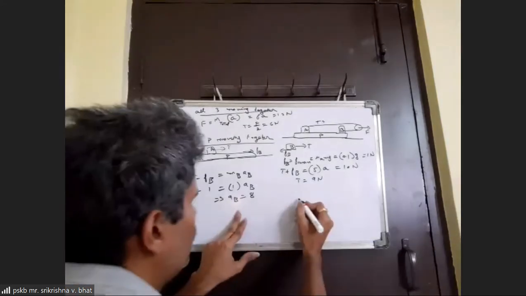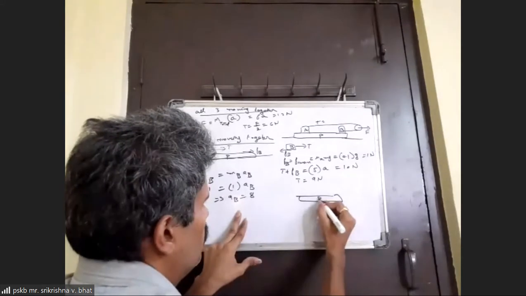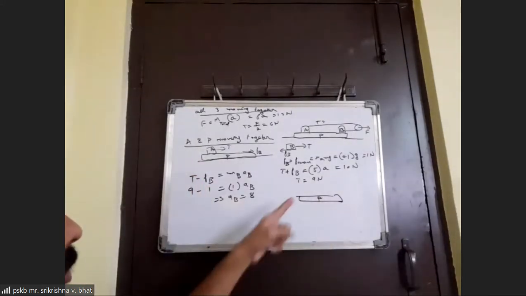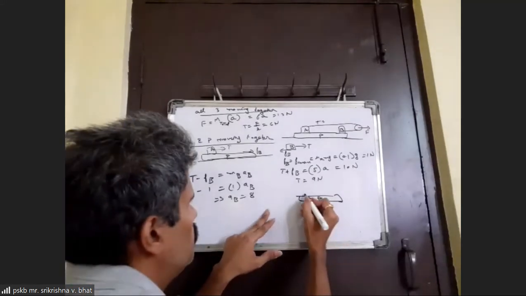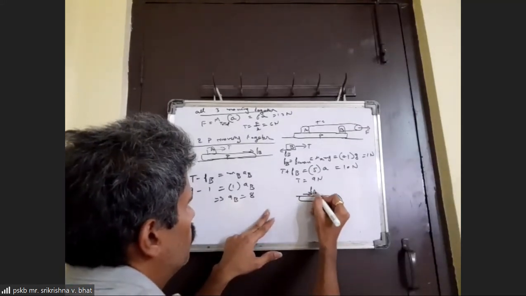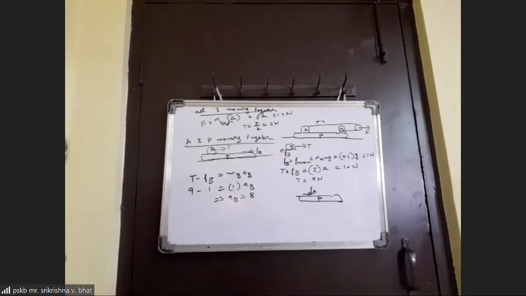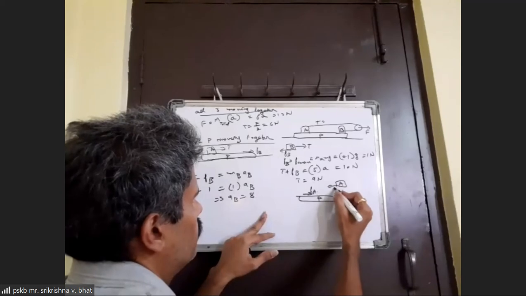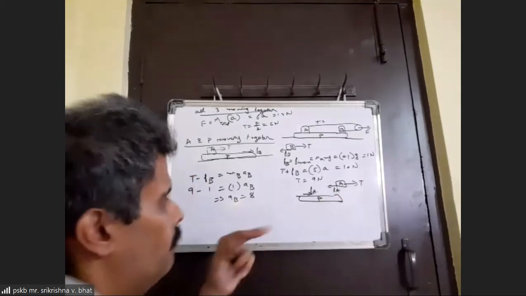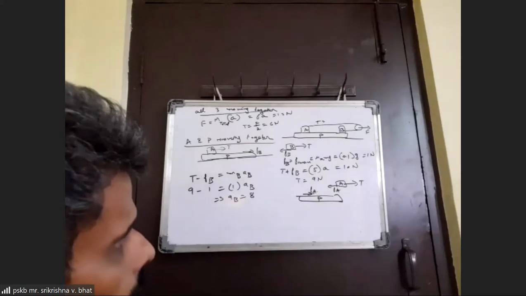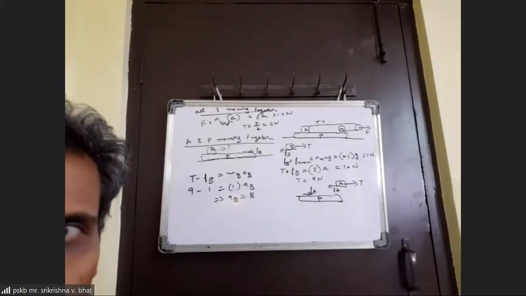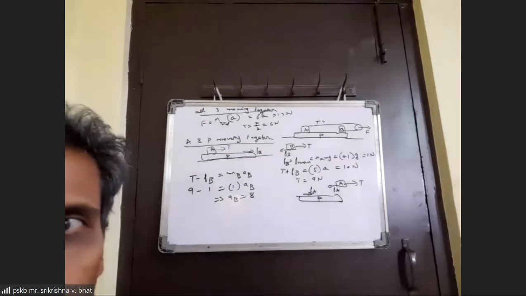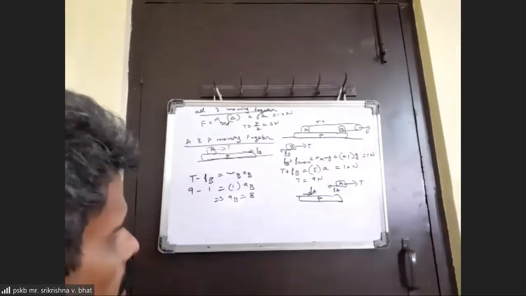Now, if I draw a free body diagram for P, what should be the direction of the friction force on P? The direction of the friction force on P should be this way. The friction force acting on P should be towards the right, whereas the friction force acting on A should be towards the left. Because it is a friction force on P due to A, that is a force which actually drives P in the forward direction.